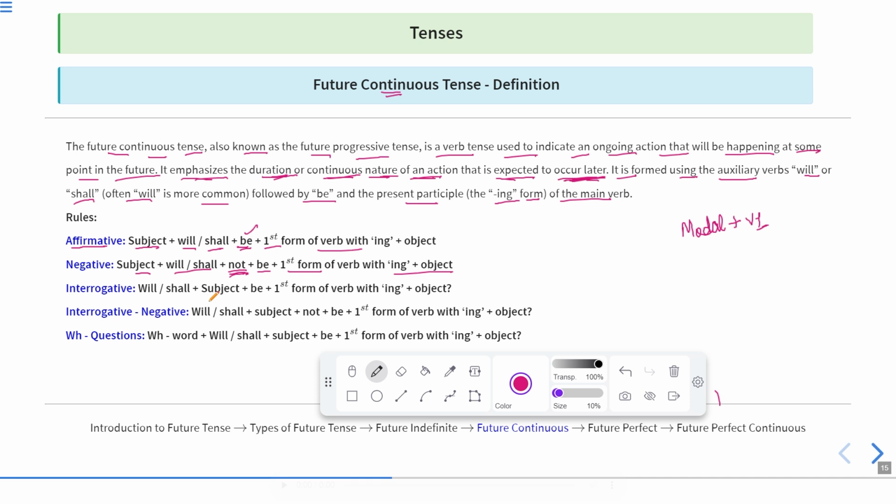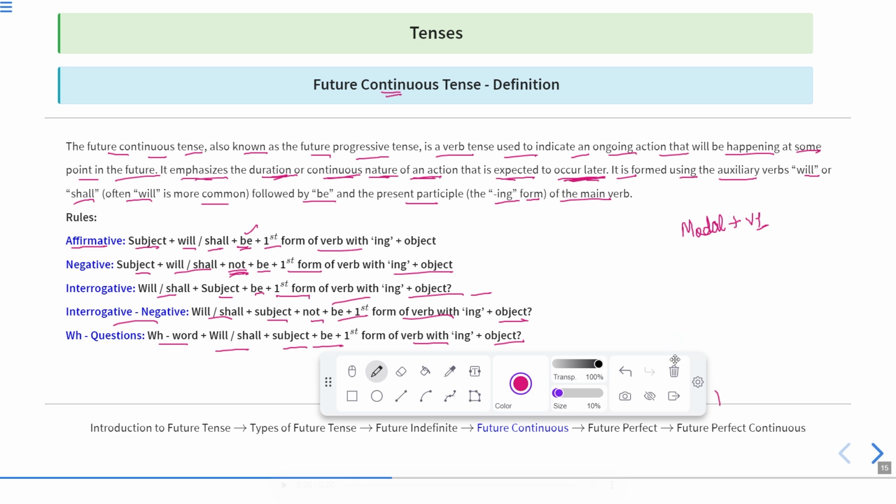then object will come. In interrogative, will and shall will occur before the subject, then be plus first form of verb with ing, and then object and then question mark. Interrogative negative: will and shall, then subject, then not, then be, then first form of verb with ing plus object, and after that question mark. And in WH questions: WH word, will and shall, subject, be, first form of verb with ing and then object. So these are the rules of future continuous tense.